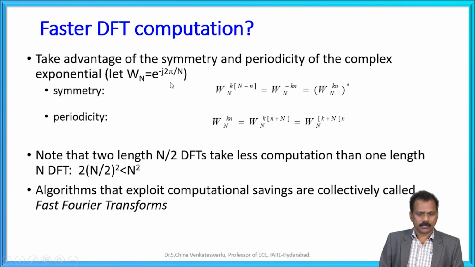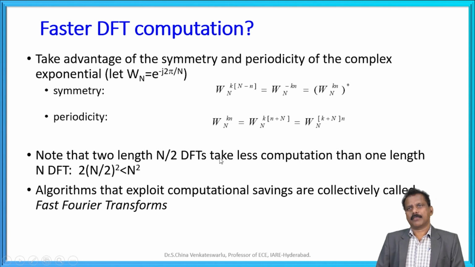Okay. With this, note that two length N by 2 DFTs take less computation than one length N DFT, that is 2 into N by 2 whole square, which is less than N square. With algorithms that exploit this, you will observe less computation versus more computation. We face a lot of demerits while using faster DFT computation, but with symmetry and periodicity we will be ready to verify all of that.